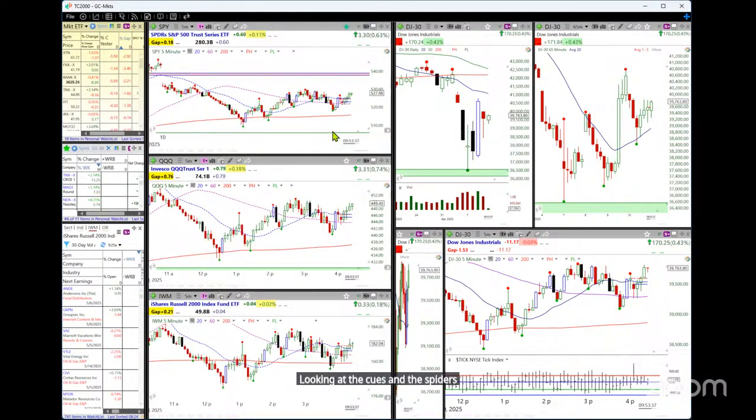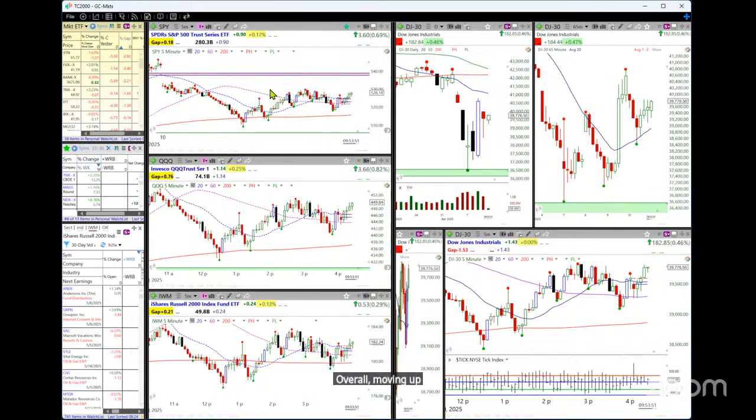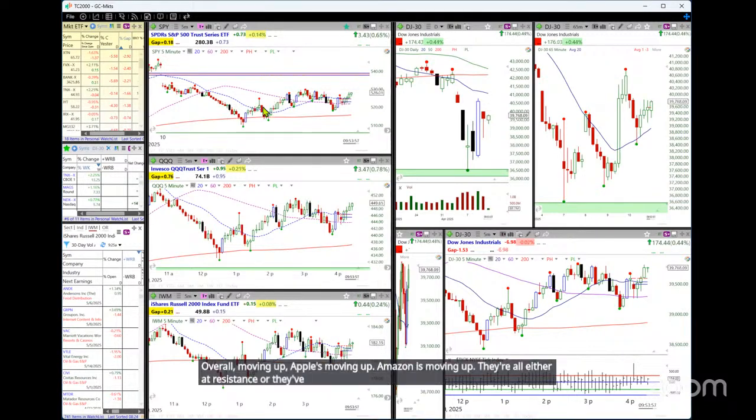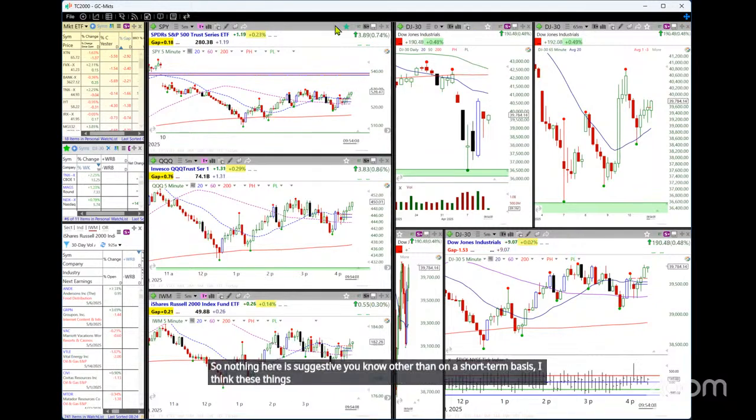And if they do, like this NVIDIA, it's not lighting the world on fire, but it's grinding its way up. And Netflix that you looked at, it's overall moving up, Apple's moving up, Amazon's moving up. They're all either at resistance or they've cleared some resistance. So nothing here is suggestive, other than on a short-term basis. I think these things will go up a bit, and maybe by 10:30 or something, we're going to be back into either coma or who knows what. It's that kind of market environment.